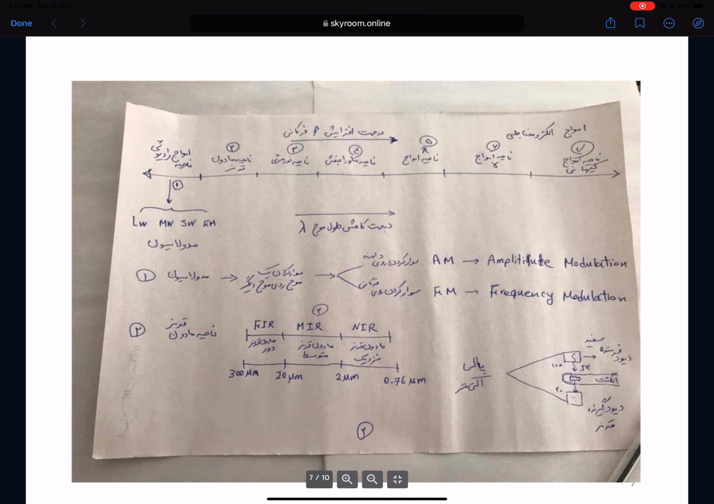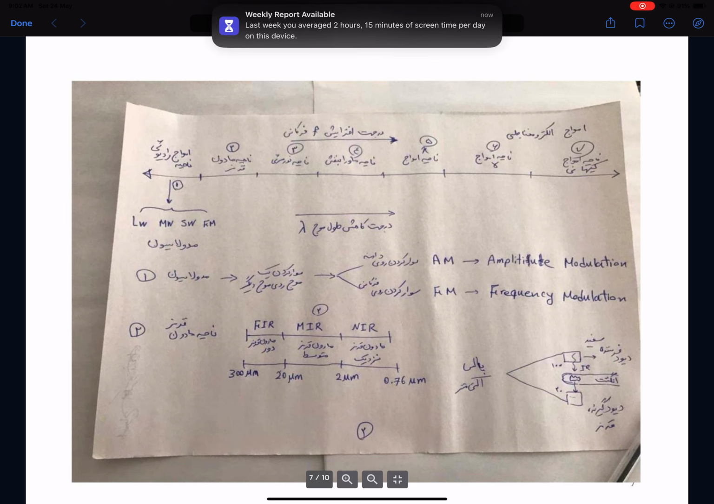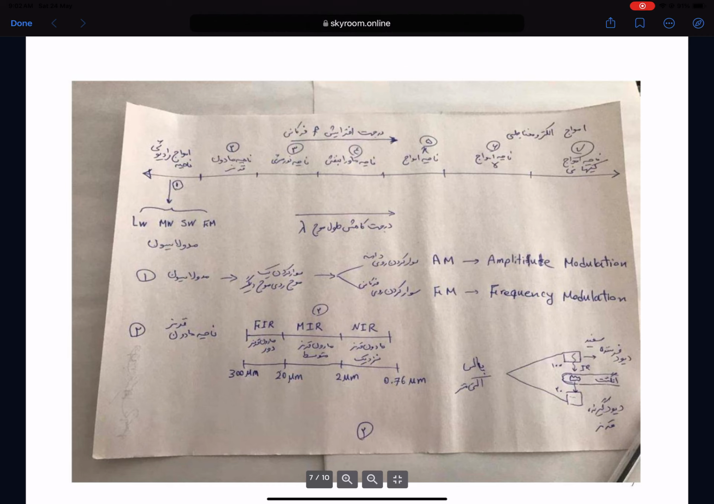The first part of the wavelengths was called radio frequency. So region number 1 is radio frequency in the wavelengths. But again, please pay attention that when we go to the right of the slide, the frequency will increase. Can you tell me about the wavelengths? If the frequency increases, what happens to the wavelengths?